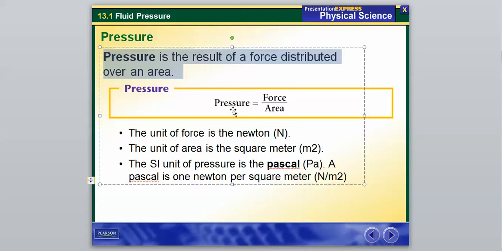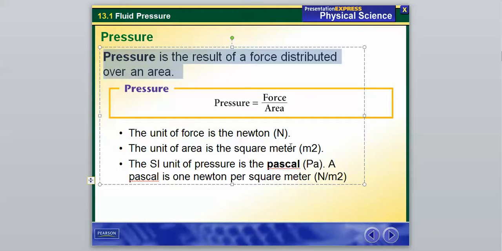So what this equation means is the larger our force is, the larger our pressure is going to be. The smaller our area is, the larger our pressure is going to be. So if we have a large force but it's distributed over a large area as well, then our pressure is not going to be as great. Again, the theater seat versus the bicycle seat.